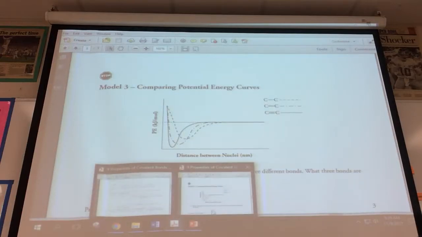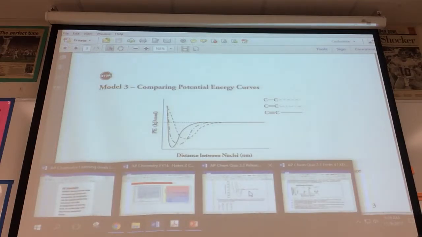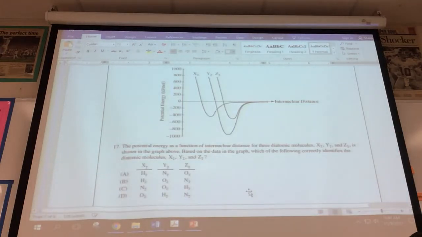This was a question that appeared on an AP exam one year. I really thought it was very mean. I was stunned, but now I think you'll be able to do it. I don't know how well the kids did on it a few years ago, but that's why we take the time to look through everything. It says the potential energy as a function of internuclear distance for 3 diatomic molecules, X, Y, and Z, is shown in the graph above. Based on the data, which of the following correctly identifies diatomic molecules X, Y, Z?